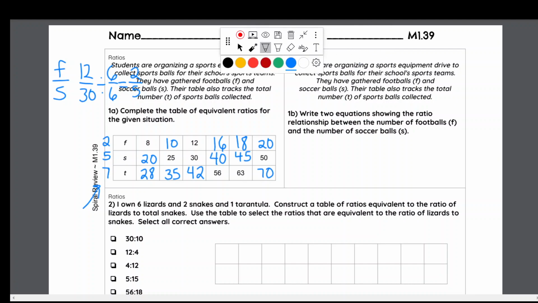I need to write my equations. I have the ratio of footballs to soccer balls, and I have that as a ratio of 2 to 5, or 2/5. The footballs are equal to the soccer balls times 2/5, which means that if I take the number of soccer balls, for example 50, and I multiply it times 2/5, 50 times 2/5 is 100 fifths, and 100 divided by 5 is 20, I would find that I have 20 of the footballs.